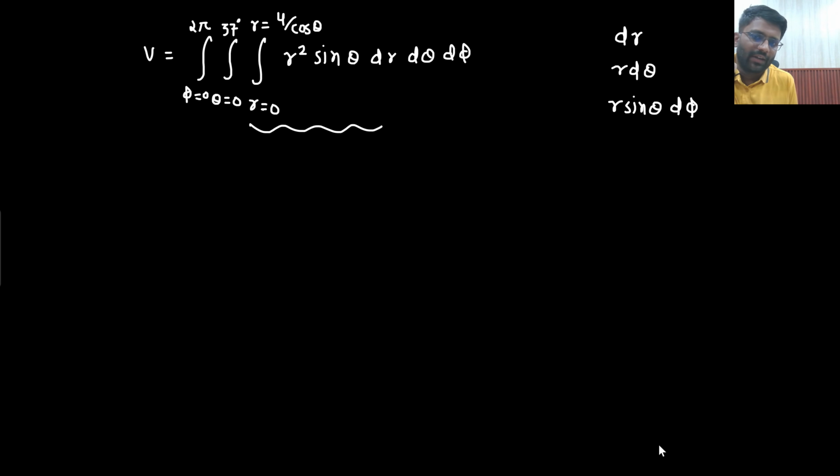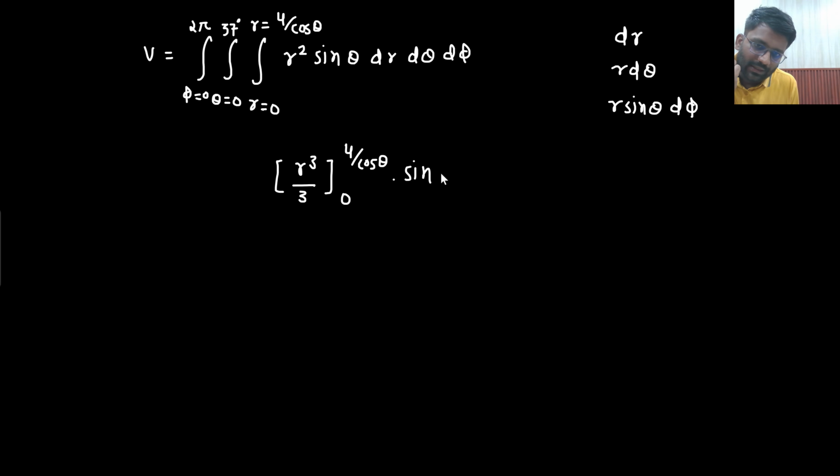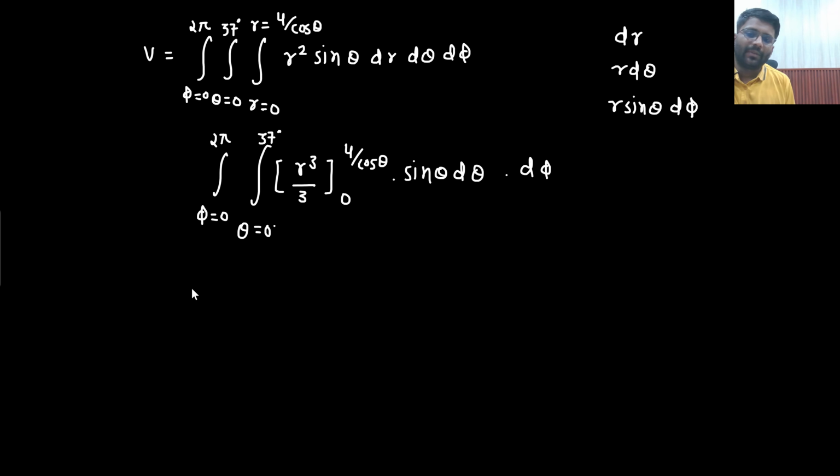So this is the variable limit. First we need to solve the variable limit. So r square dr we need to solve. So what I will be getting is r cube by 3, with r going from 0 to 4 by cos theta, times sin theta d theta, with theta going from 0 to 37 degrees. After that I will put the limit of phi as well, phi going from 0 to 2 pi d phi. So if you put the limit, 1 by 3 can come outside.